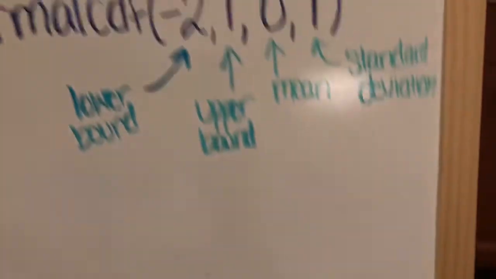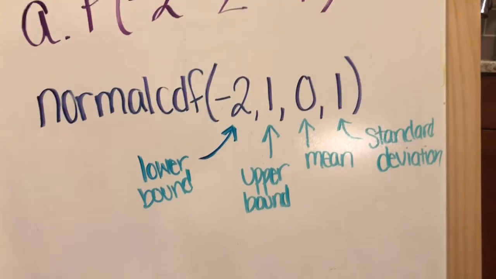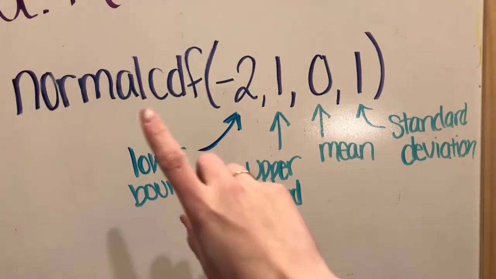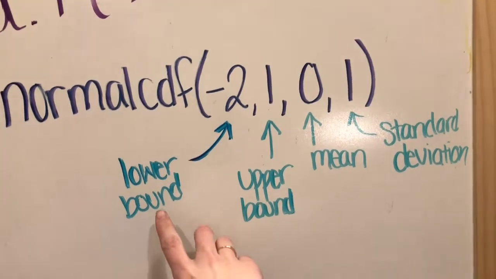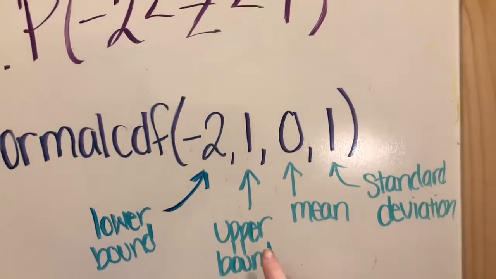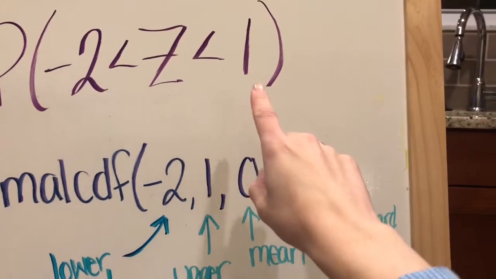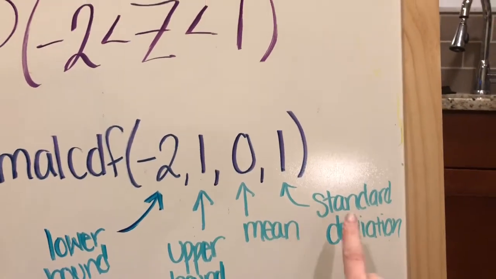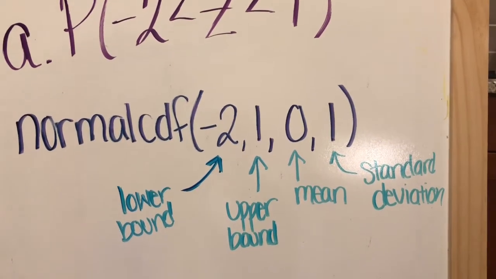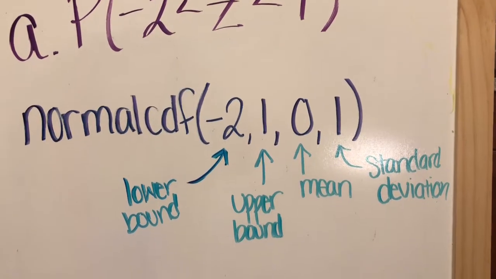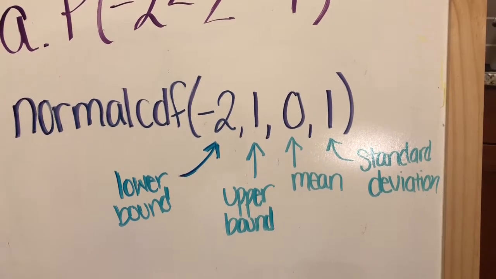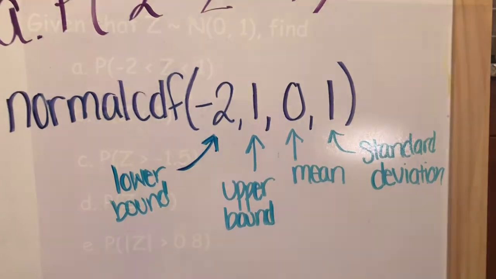So again, this is the format of what you're putting in your calculator. So normal CDF, your lower boundary, which is that, your upper boundary, which is 1, your mean, and your standard deviation, in that order. And then we end up with an answer. If we go with 3 significant figures, it would be 0.819.